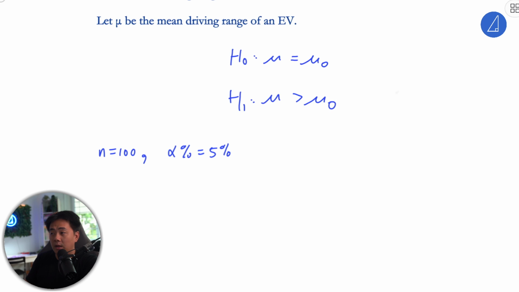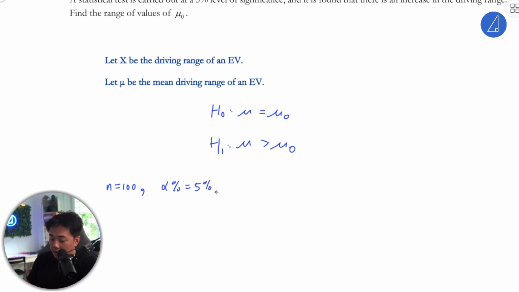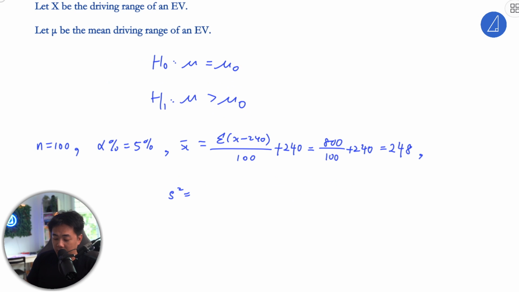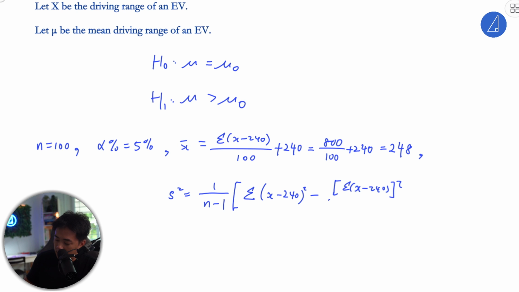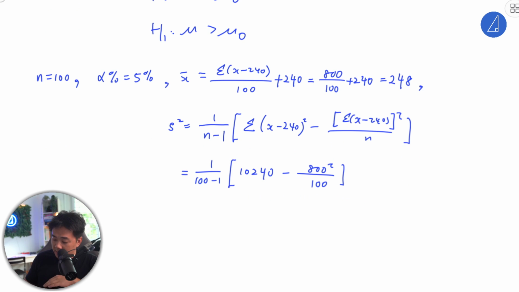So write everything down. 100 cars, and then level of significance is 5%. Then we need X bar and so on. X bar, you just take summation of X minus 240 divided by 100, then add back 240, right? For the sample variance, we just take 1 over n minus 1 times the summation of X squared. It's just a translation of 240 units, so you just use X minus 240. This is from sampling. Okay, so the sum of X minus 240 squared over n. Just key in the calculator. What we'll get is 1280 over 33. Okay, great.